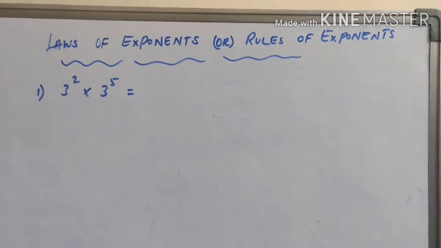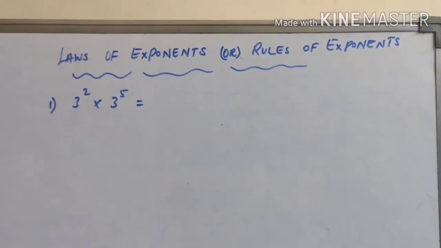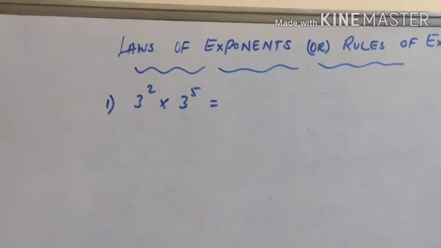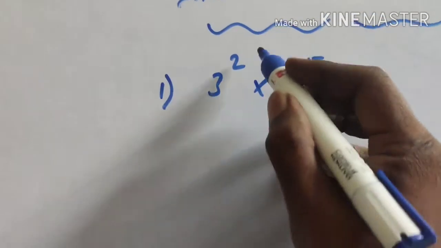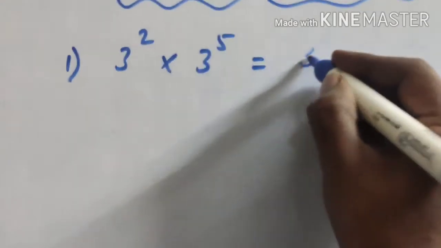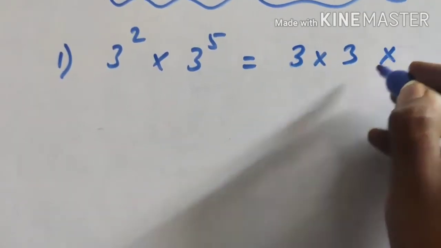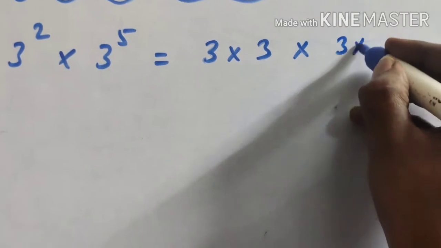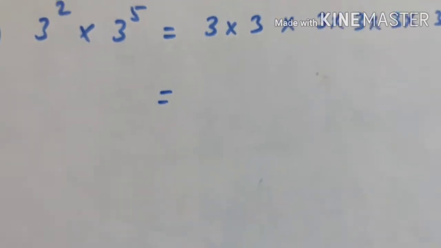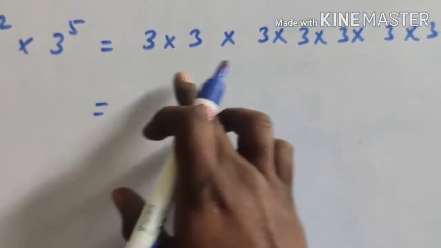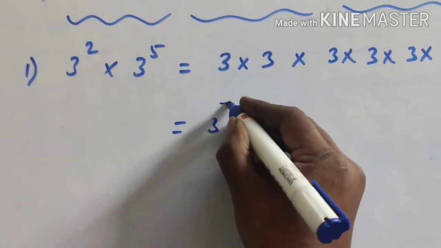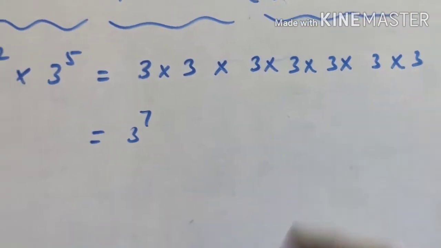Next we are going to see about laws of exponents or rules of exponents. First we'll see the first rule with the help of an example. See here, 3 power 2 into 3 power 5. This can be written as 3 power 2 is 3 into 3, and 3 power 5 is 3 into 3 into 3 into 3 into 3. Totally, how many 3's are there? 3 to the power of 7. 1, 2, 3, 4, 5, 6, 7.